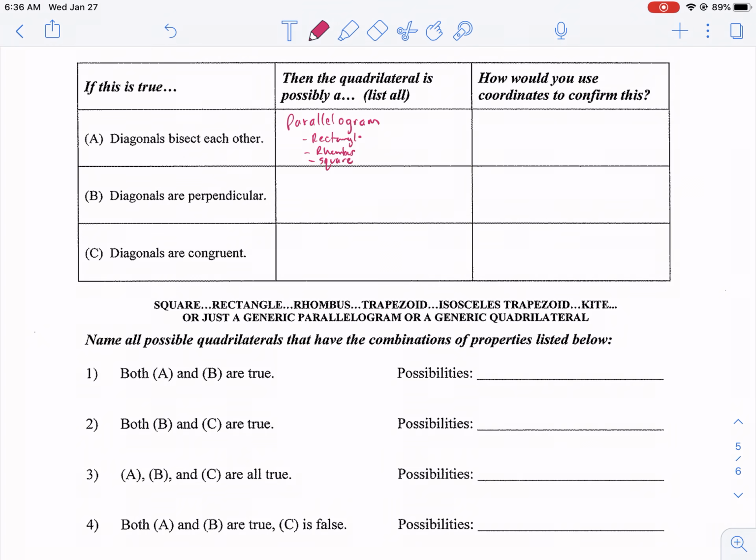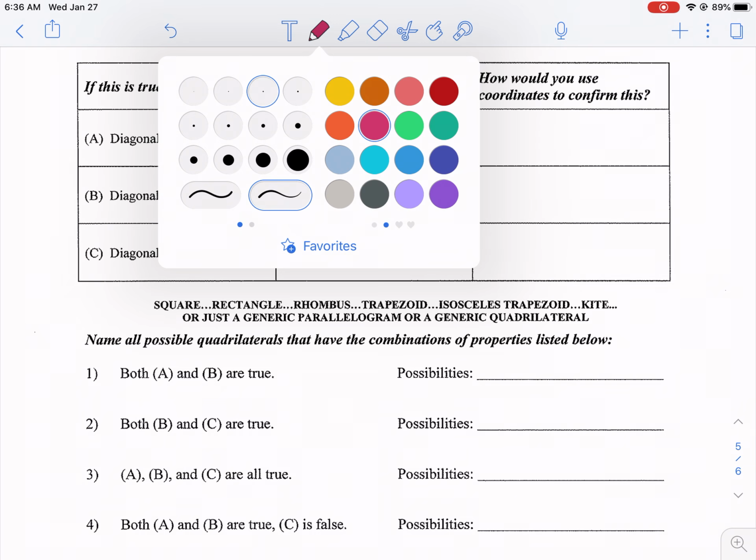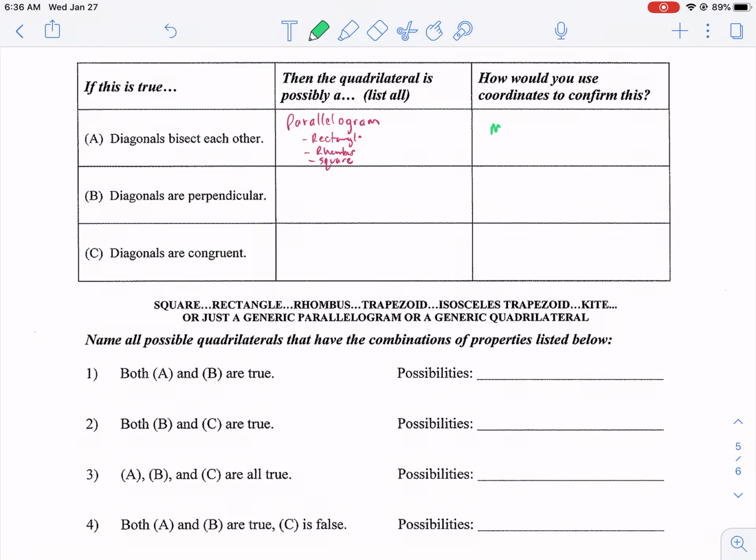How would you use coordinates to confirm this? Well, you would have to find the midpoint of diagonals. And just if you want to reference how to find the midpoint, you find the midpoint by doing x1 plus x2 over 2. That's your x-coordinate, and then y1 plus y2 divided by 2. So you're trying to find the midpoint between 2 points. That's how you do it.